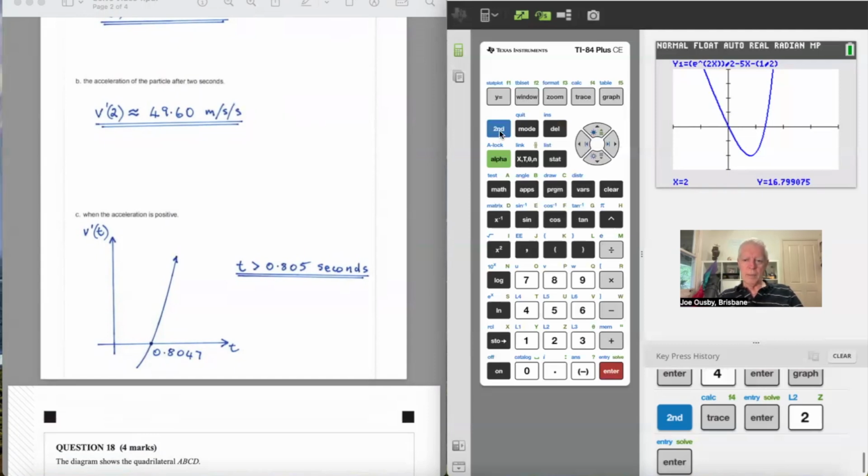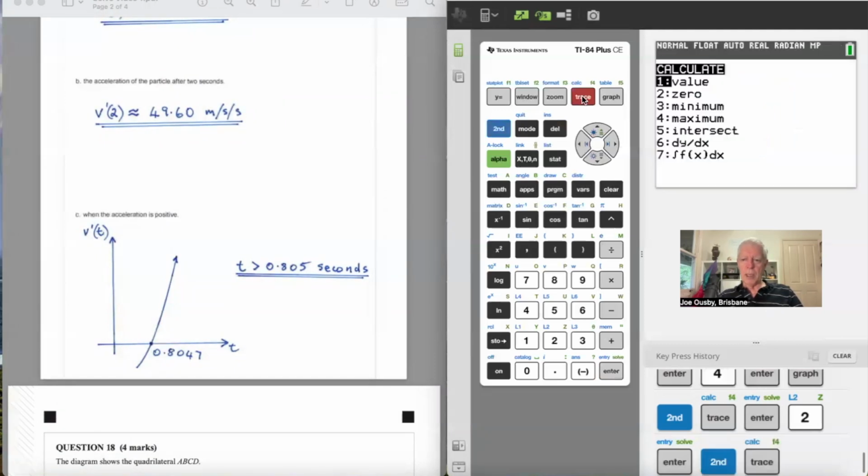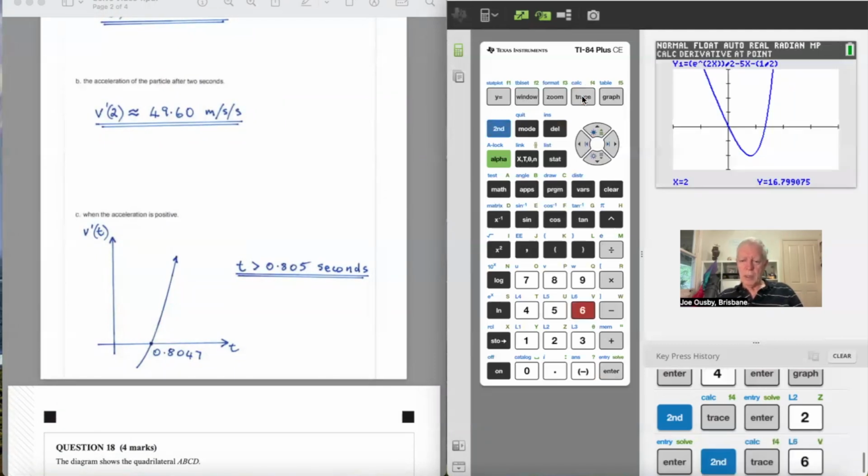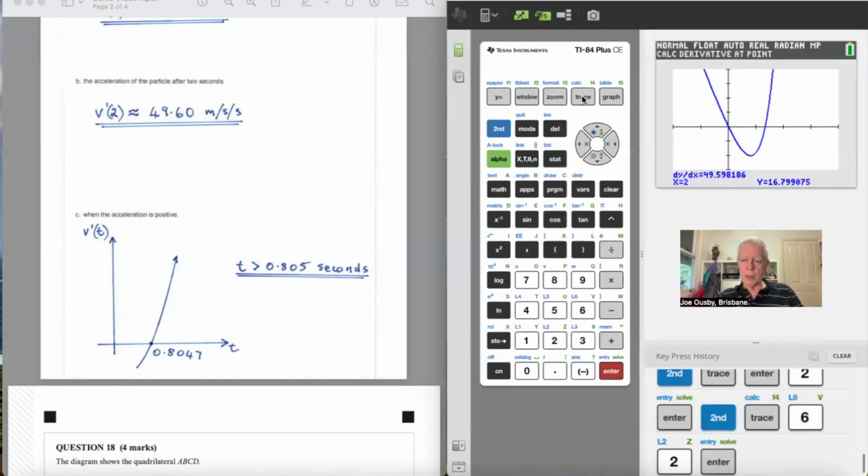So second calculate, and if we then go to 6, which is dy dx, and the x value is 2, it comes back with 49.598, which of course is 49.60. That's in meters per second per second. It is the value of v dash 2, because the acceleration, of course, is the derivative of the velocity, which is the point of writing that, and it is an approximation.